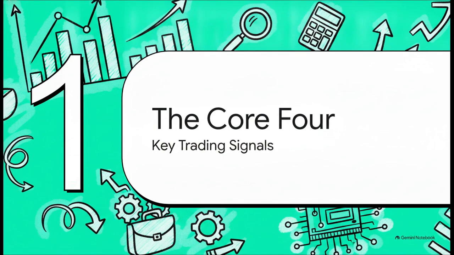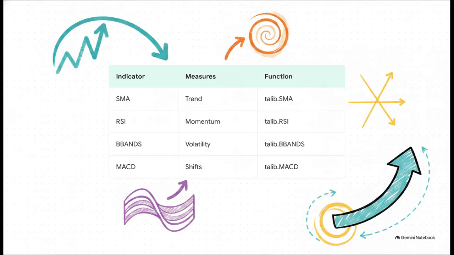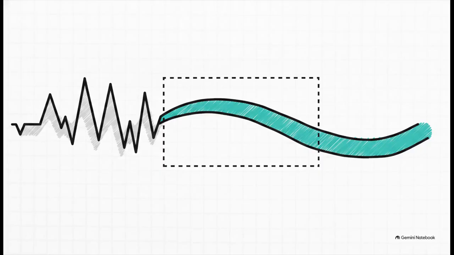Section 1. The Core 4 Key Trading Signals. So each TA-Lib function maps directly to a very specific market insight. We've got indicators for trend, momentum, volatility, and momentum shifts. And the best part is, they're all paired with a delightfully simple, single-line function. We're going to break these down right now, starting with, quite possibly, the most fundamental one of the whole bunch, the simple moving average.